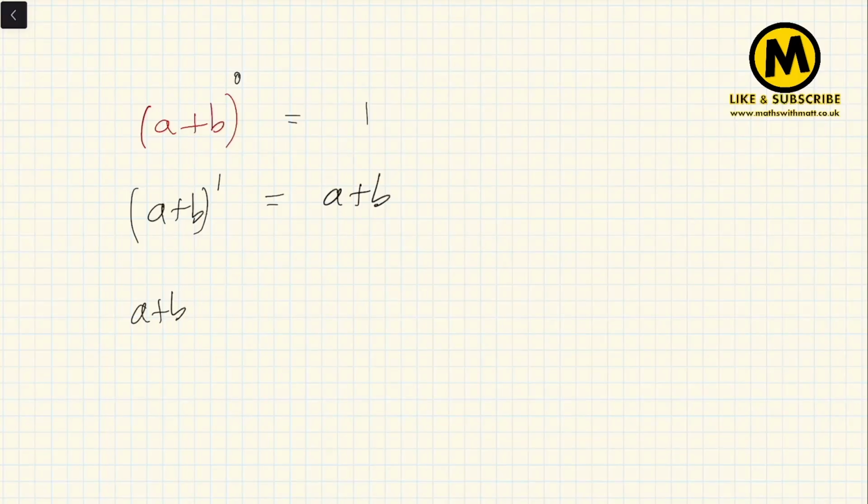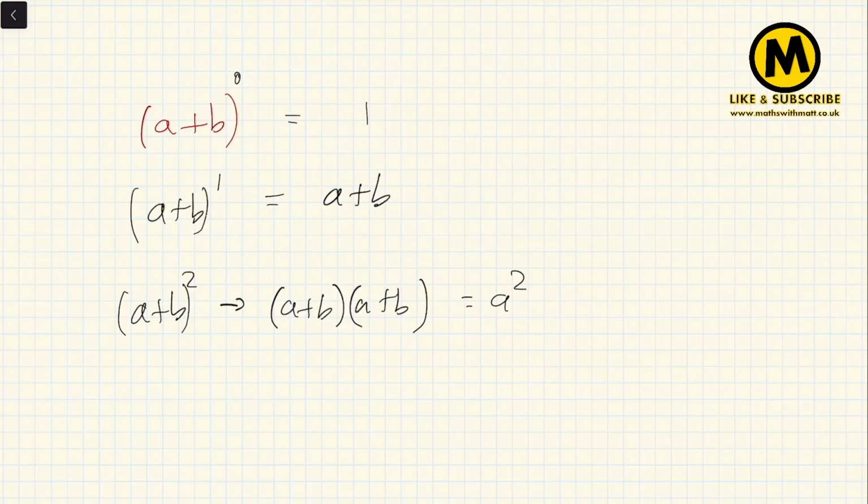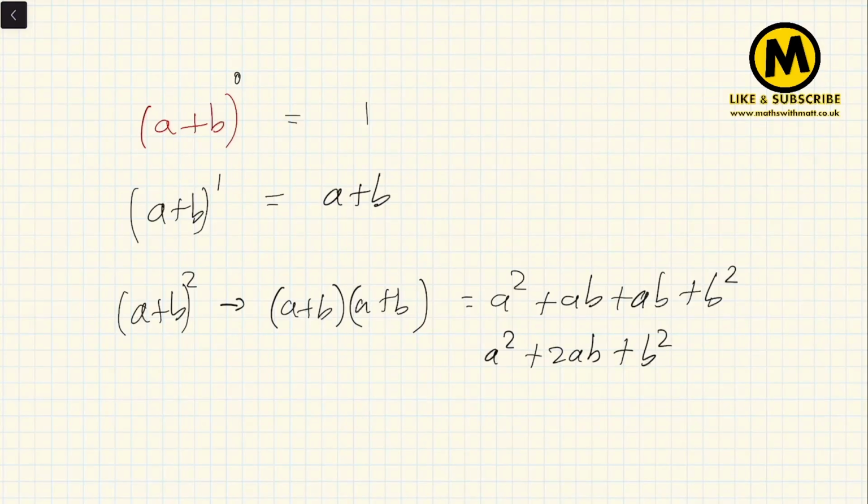A plus b squared. Now we have to multiply out the bracket. I still have to write both brackets. So a plus b, a times a is equal to a squared. A times b is plus ab. B times a is plus ba, which is just ab. B times b is plus b squared. Tidy that up, we get a squared plus 2ab plus b squared.